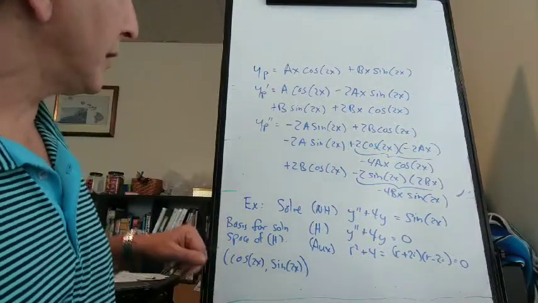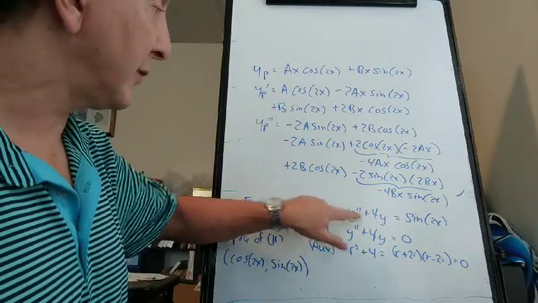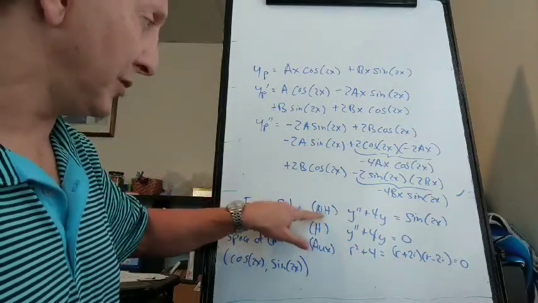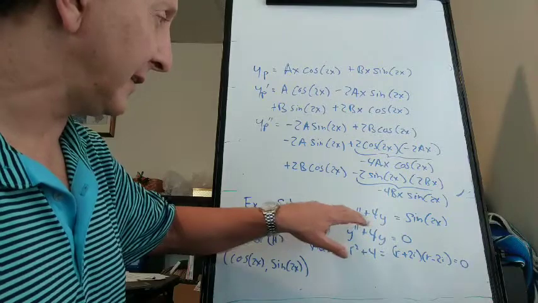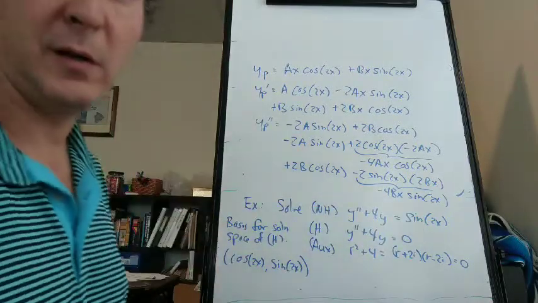Alright, now we're going to plug the function and its second derivative into the left-hand side of the non-homogeneous differential equation and set that equal to sine of 2x and figure out what a and b are.